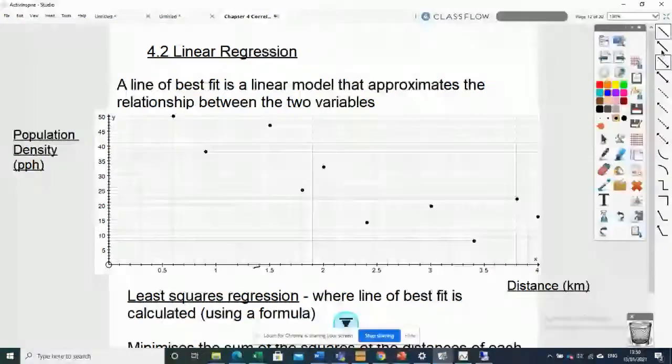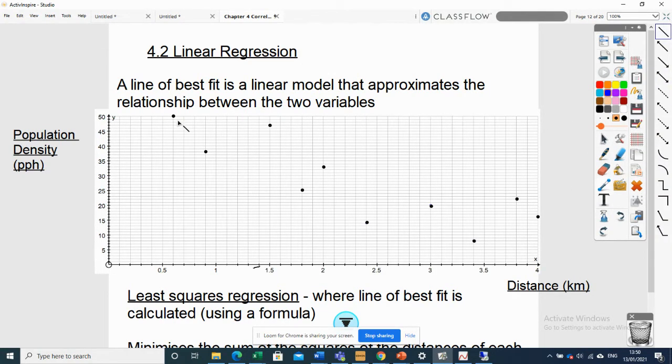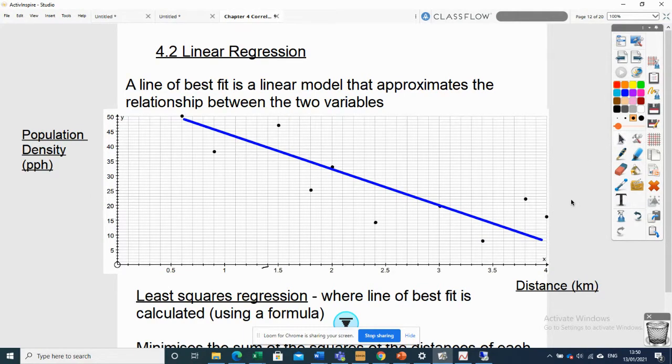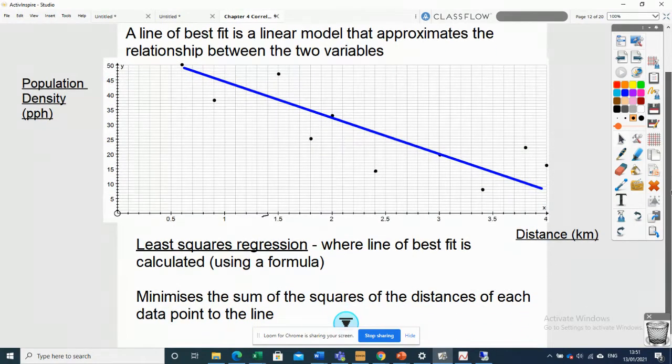And basically at GCSE, you would use your eye to approximate a line of best fit so that you've got about even number of data points either side and it's going roughly following the trend and roughly through the middle of the data. Okay, and that looks like a decent line of best fit for that data, and then you could use that to estimate maybe the population density if you were given the distance. However, that's not particularly mathematical. There are ways of calculating a line of best fit.